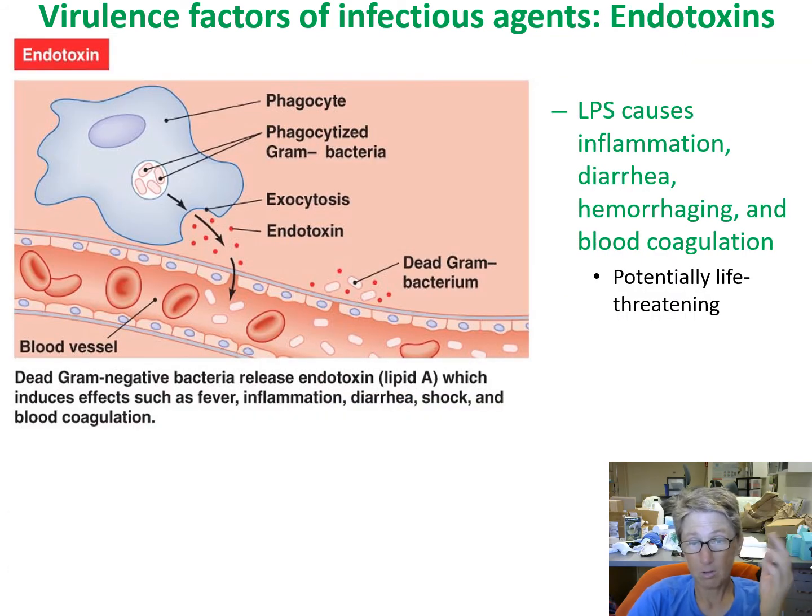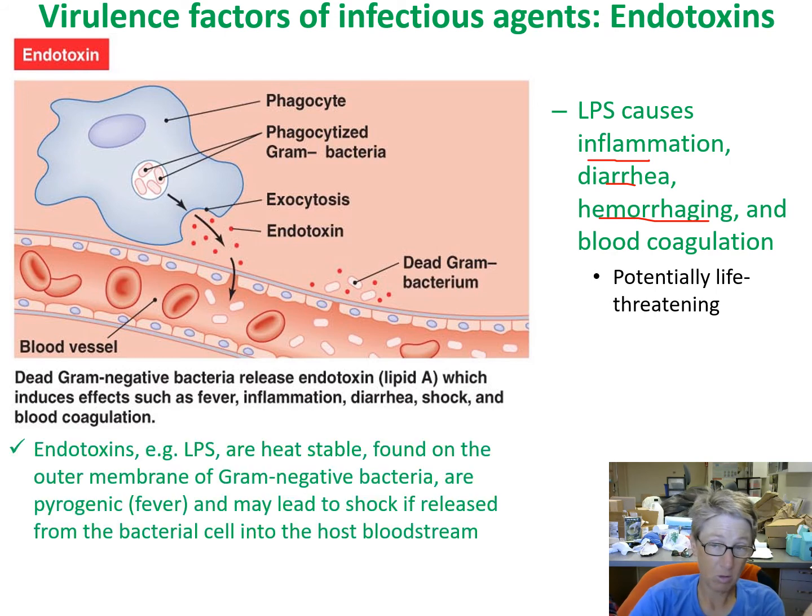LPS, the endotoxin from gram-negative bacteria, causes all these things: inflammation, diarrhea, hemorrhaging, and blood coagulation. It's potentially life-threatening. Yeah, and this is just bringing home more about LPS. I told you they're found in the outer membrane of gram-negative bacteria. They produce a fever, so LPS is pyrogenic, because it can make you have a fever.